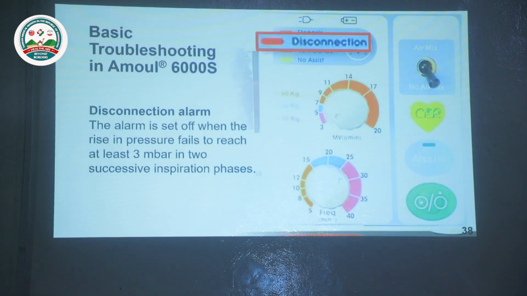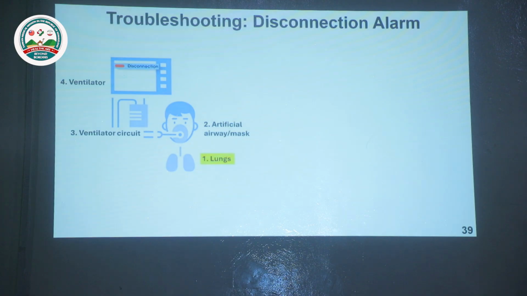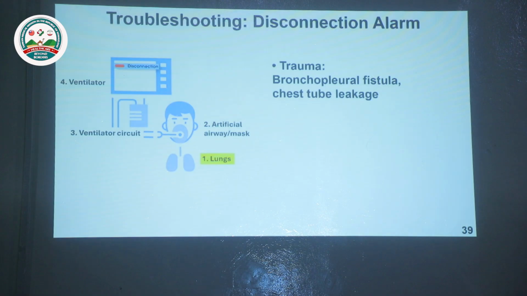Okay, another important alarm is the disconnection alarm, and usually leakage causes this disconnection alarm to activate. The order is the same. First, check the patient. Always check the patient first. So check the lungs of the patient. But these things, trauma, rarely happen.